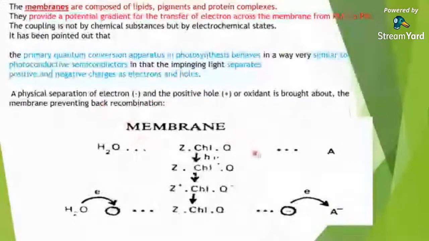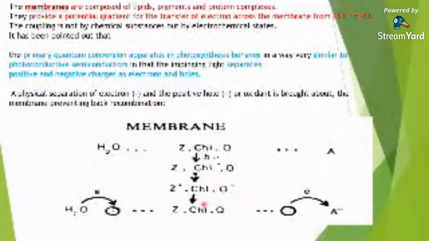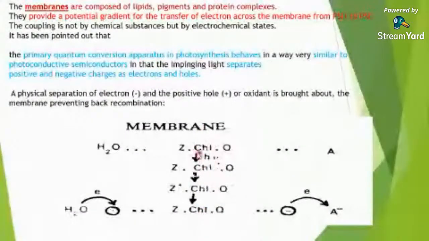This is the membrane where water is being split, and this is the chlorophyll molecule which on absorption of light will undergo excitation. On the absorption of light it becomes excited, and then it will give its excess electron to the acceptor species, as a result of which the acceptor will become negatively charged and the chlorophyll will come to the ground state. But the back reaction is prevented here. It will only go in the irreversible way.